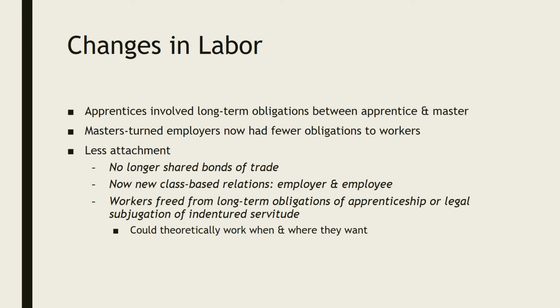So apprentices, again, if you're a shoemaker's apprentice, we'll just use that example, though there were many different kinds. Typically, they were involved in long-term obligations between apprentice and master. So again, you would enter into a contract where you're going to apprentice to this master shoemaker or whatever it might be for like 7 years.